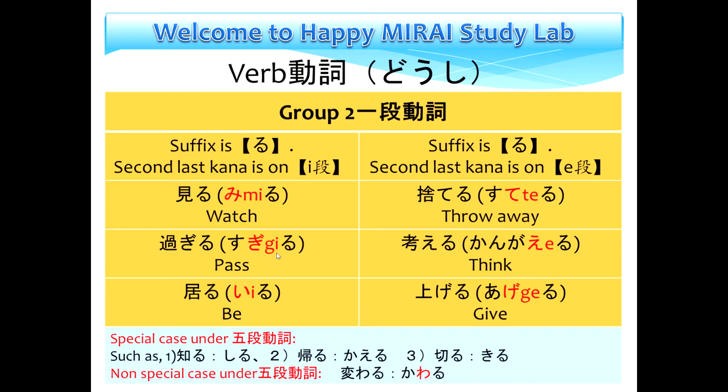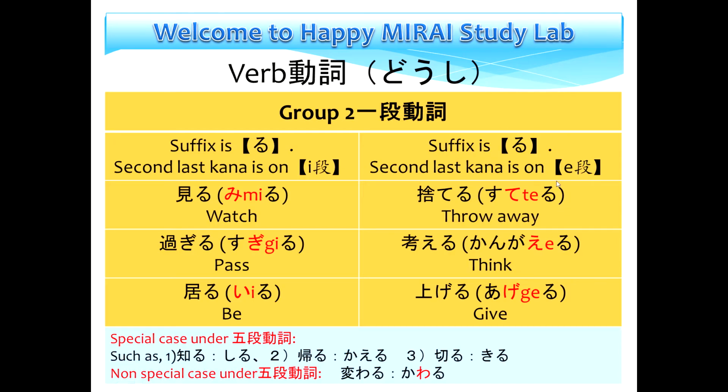Sugiru, pass. Iru, be, also ichidan. Okay, so those are the ichidan doshi. The second last kana is on idan. All right, let's look at the right side.